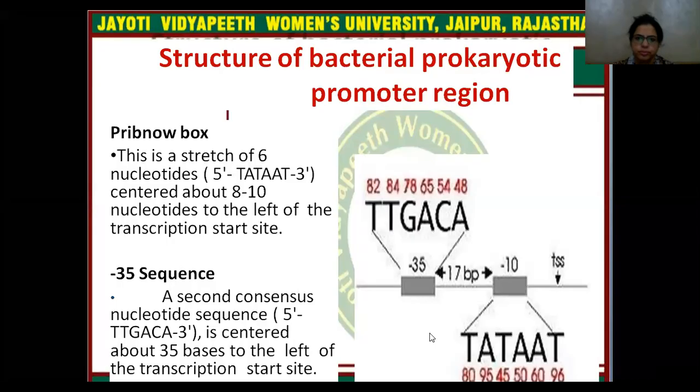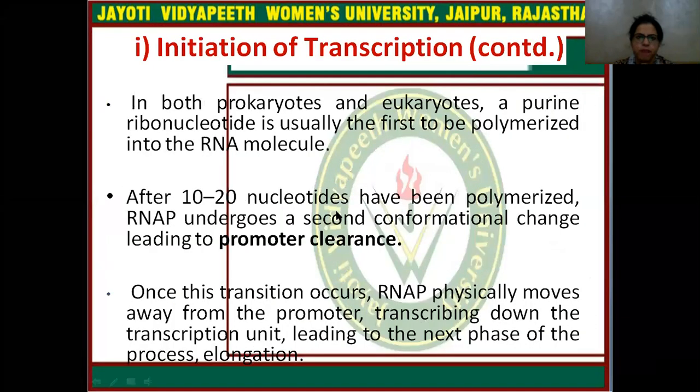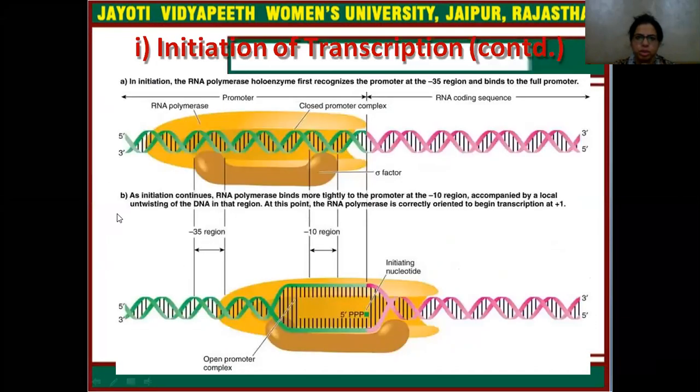Here we can understand the initiation process, and after that we are going through this initiation process of transcription. You can simply see this is the DNA molecule, and this is the promoter region. This is the RNA coding sequence. This is the initiation complex, which has the sigma factor.